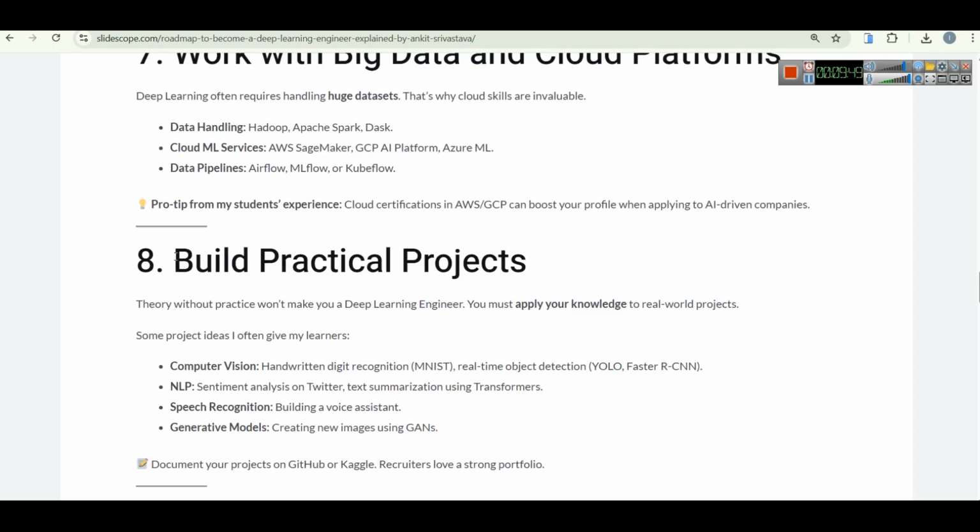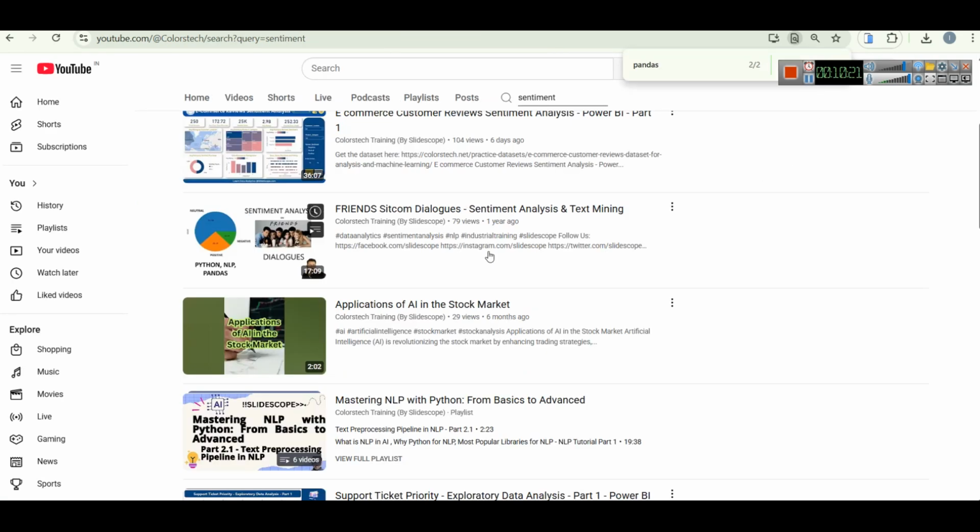The eighth step is that you can build practical projects. Theory without practice won't make you a deep learning engineer. You must apply your knowledge to real world projects. Some project ideas I often give to my learners are computer vision, that is handwritten digit recognition, that is MNIST, then real time object detection, that is YOLO or Faster R-CNN. NLP, where you can do sentiment analysis on Twitter. If you are a fan of sitcoms, we also did Friends sitcom dialogues sentiment analysis.